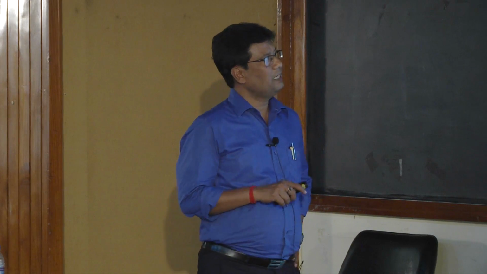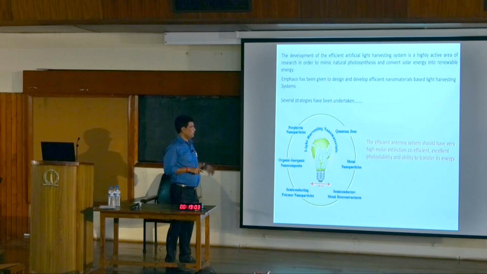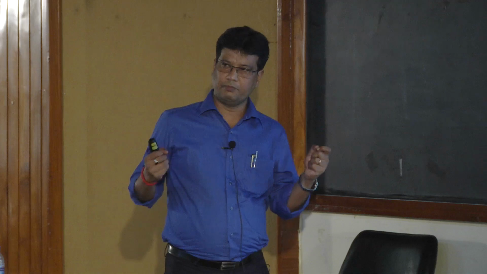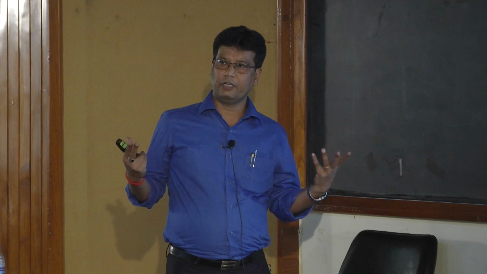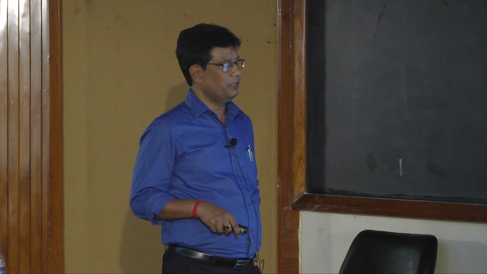Different strategies have already been taken based on the quantum dot, because the quantum dot is a well-established system in nanomaterials where you can excite and generate the exciton, and that exciton can be used for light harvesting. Even metal nanoparticles can be used for different kinds of devices. Semiconductor-metal heterostructure systems are used for charge separation to generate photovoltaic or photoelectronic applications. Even recently people are working on semiconducting polymer nanoparticles.